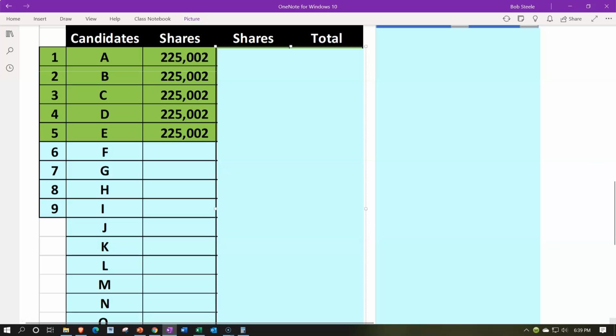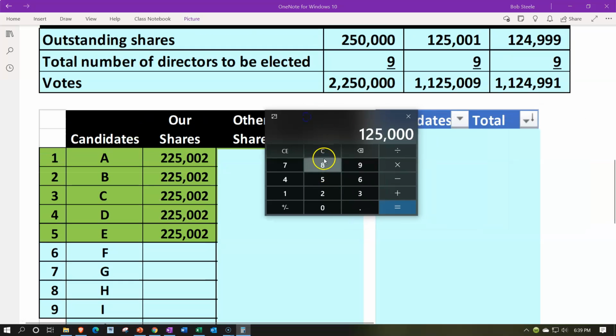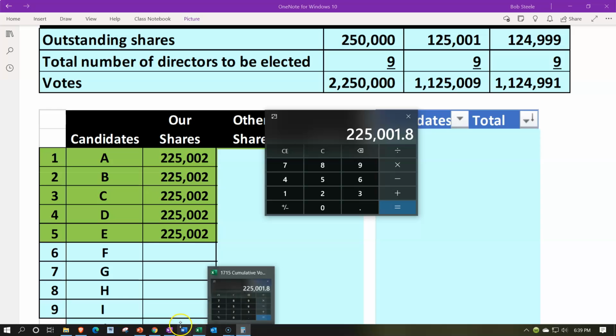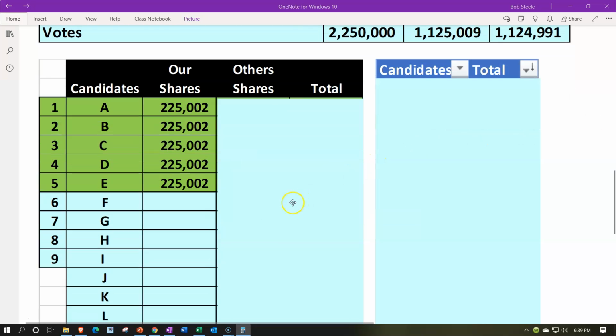If we have our shares, we're going to take our total number of shares here, which was 1,125,009, divided by 5. That means we put 225,002 on each person. So everybody else who was trying to work against us, we've basically given them 6 through 9. We're not even participating there.